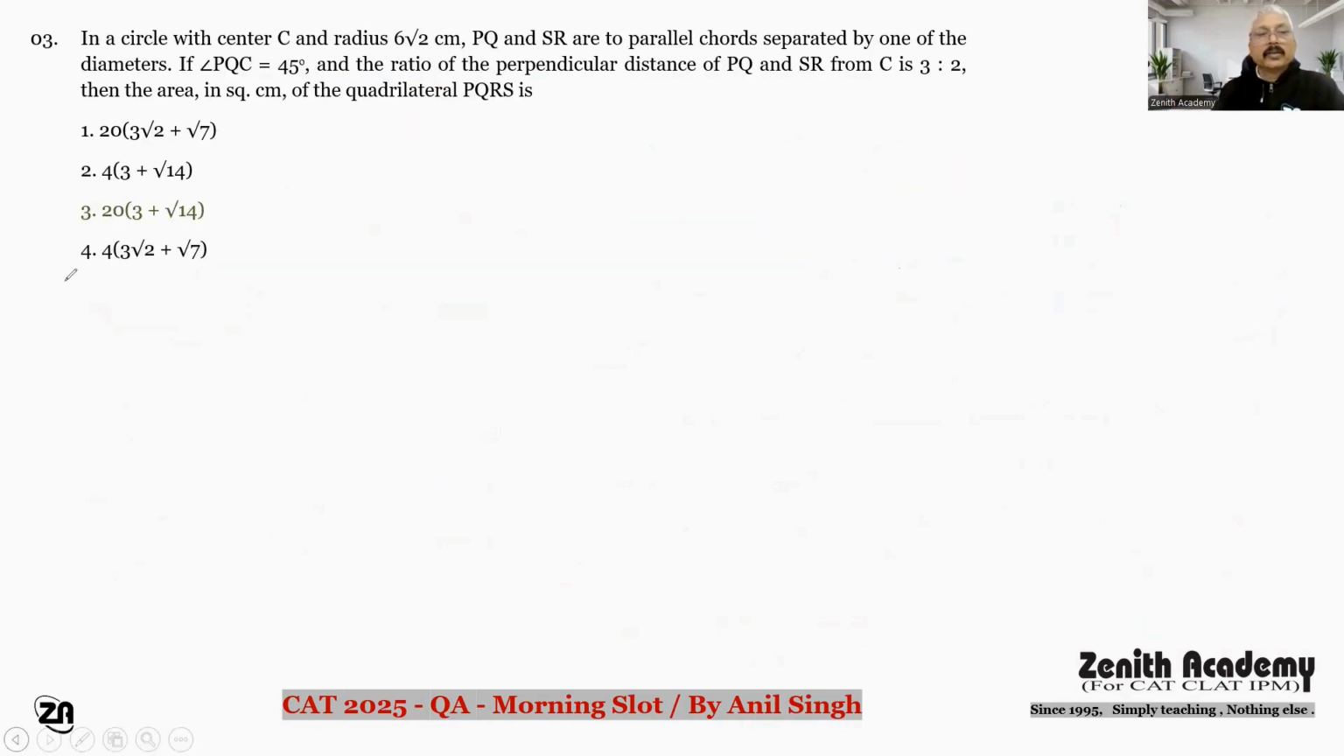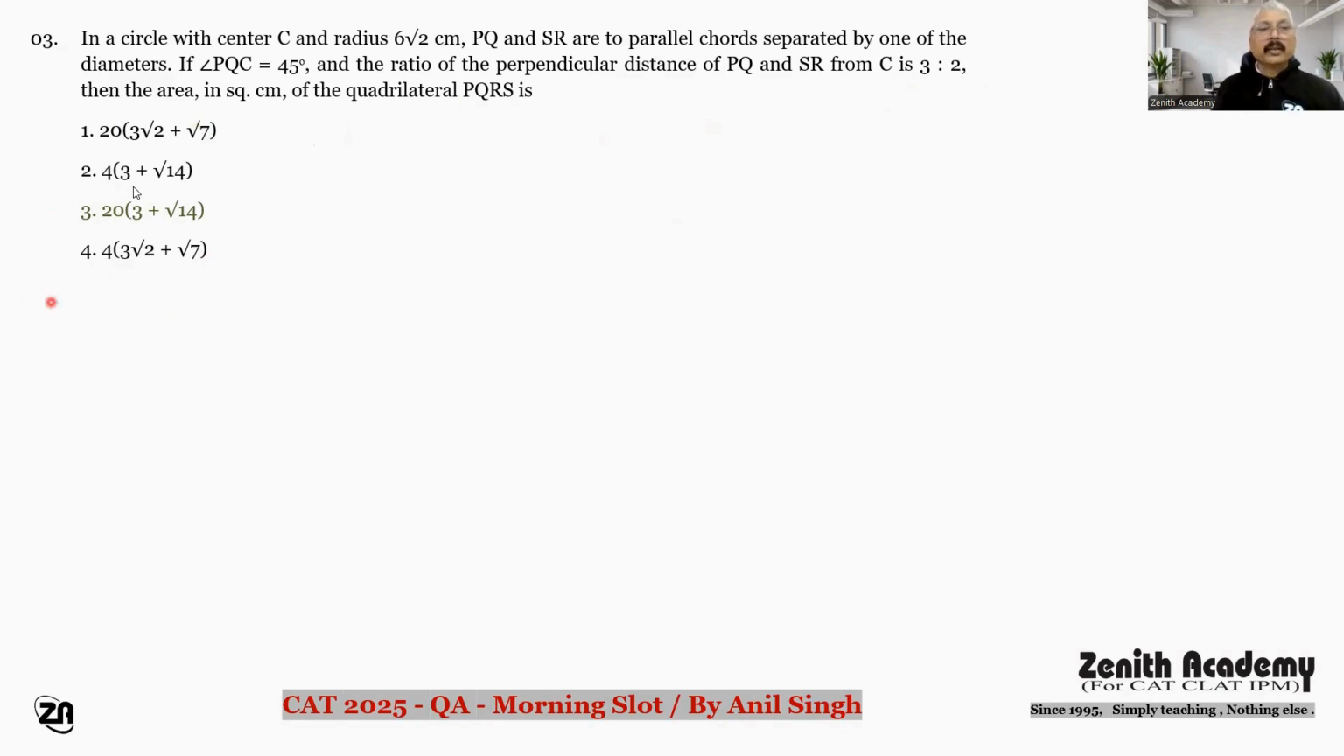Next question: a circle of radius 6 root 2 centimeter. PQ and SR are two parallel chords separated by one of the diameters. If angle PQC is 45 degrees and the ratio of the perpendicular distances of PQ and SR from C is 3 is to 2, then find the area in square centimeters of the quadrilateral PQRS.